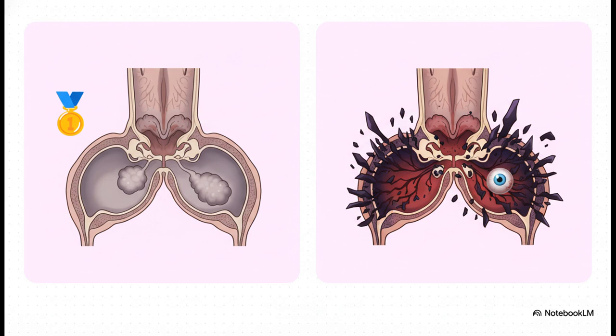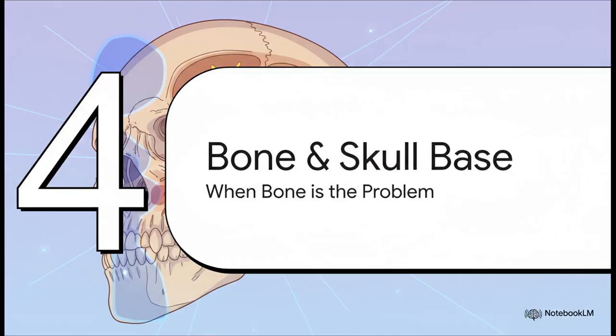Then there's SNUC, sinonasal undifferentiated carcinoma. Think of this as the monster version. It's just an incredibly aggressive, ugly lesion that's often huge by the time it's found, and it tends to prefer the ethmoid sinuses. Okay, for our final tool, let's look at something a little different.